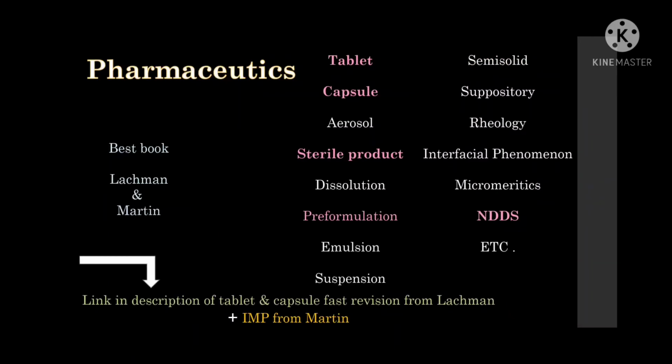In pharmaceutics, you have to study tablet, capsule, aerosol, sterile products, dissolution, preformulation, emulsion, suspension, semi-solid, suppository, rheology, interfacial phenomenon, micromeritics, NDDS, etc. The best books I recommend are Lachman and Martin. In the description box, I have given a fast revision of tablet and capsule, from Lachman plus important points from Martin, so do check it out. In that, tablet, capsule, sterile products, preformulation, and NDDS are a bit more important, so focus on these.